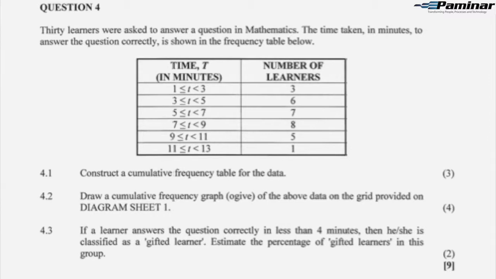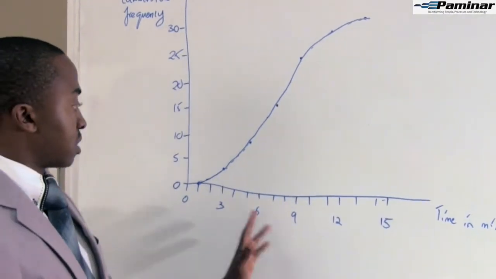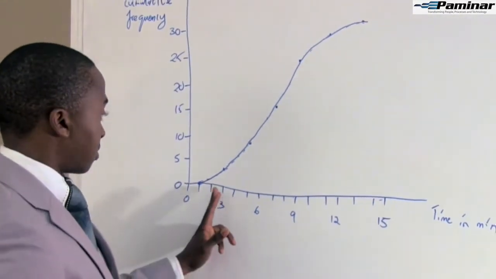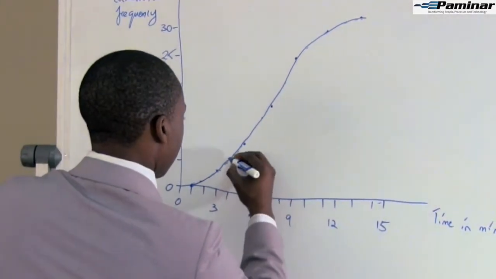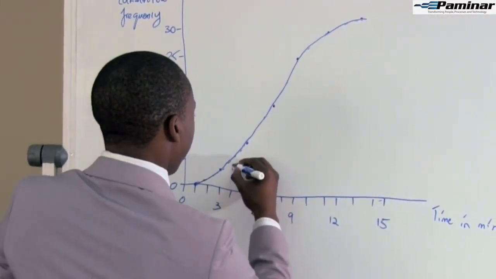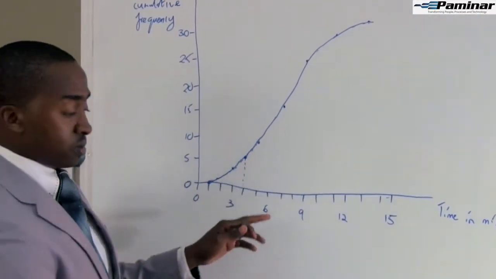It says, if a learner answers the question correctly in less than 4 minutes, then he or she is classified as a gifted learner. Estimate the percentage of gifted learners in this group. Okay, so we're looking at everything which is less than 4 minutes. These are our minutes. You come to 4. 4 is roughly there. Then, if we move up, it's roughly there, you see.